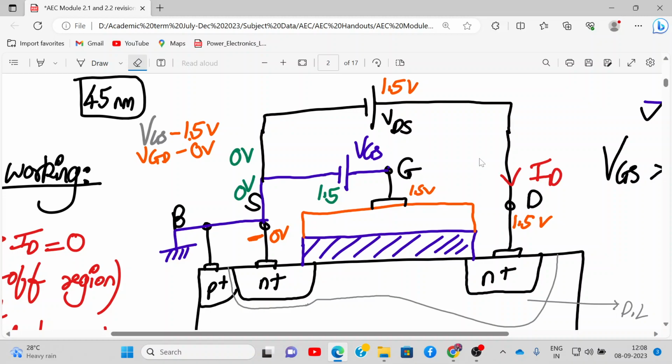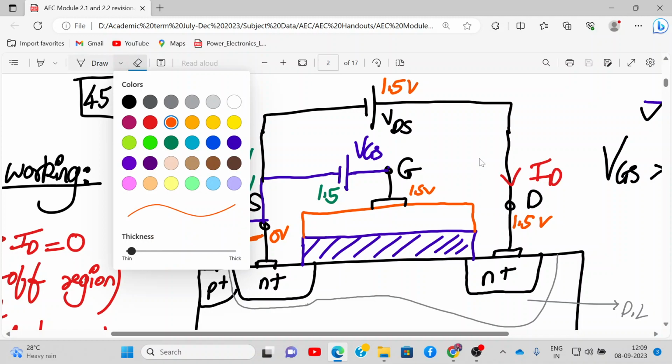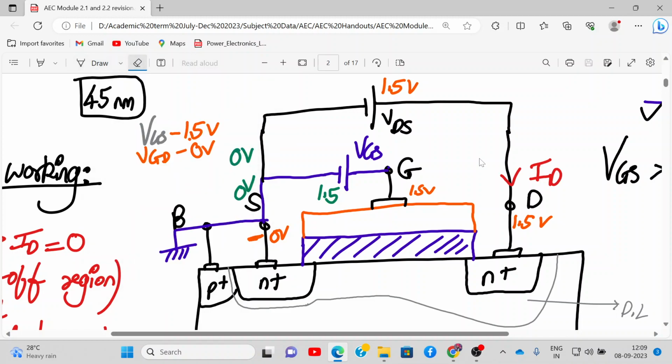See, the gate is acting like a control terminal. So the gate's control over the drain is gone. The gate's control over the source is 1.5 volt. So what happens is the N channel will completely disappear at the drain end, because the gate's control is gone, right? So like this. This is the condition.